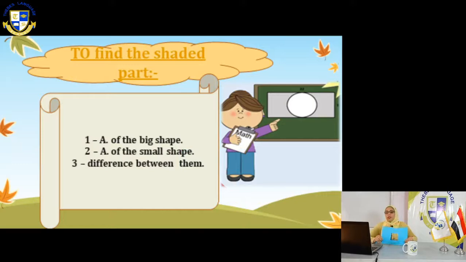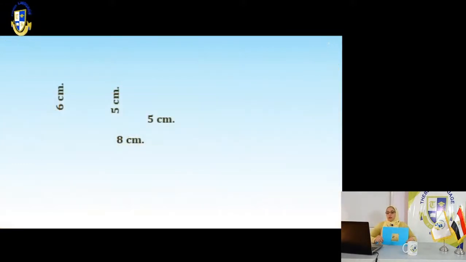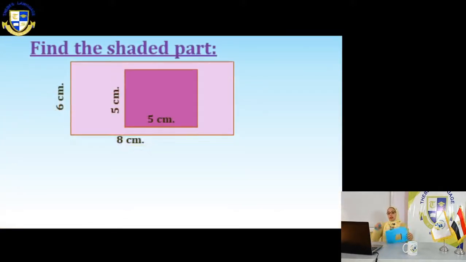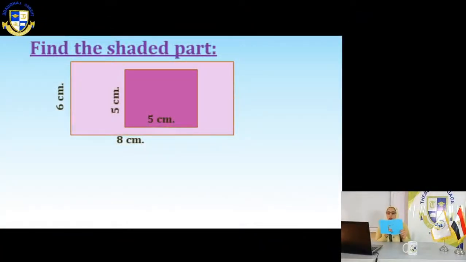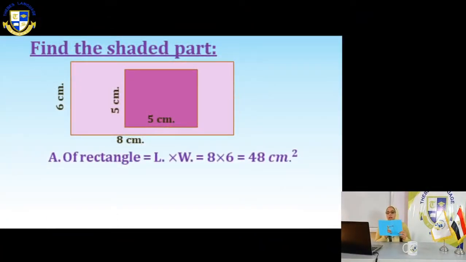Let's solve the example. Find the shaded part. We have here a rectangle. Its dimensions are 8 centimeters and 6 centimeters. And we have also a square. Its side length is 5 centimeters. How do we get it? At first, get the area of all the shape, of the big shape, the rectangle. Length times width equals 8 times 6 equals 48 square centimeters.